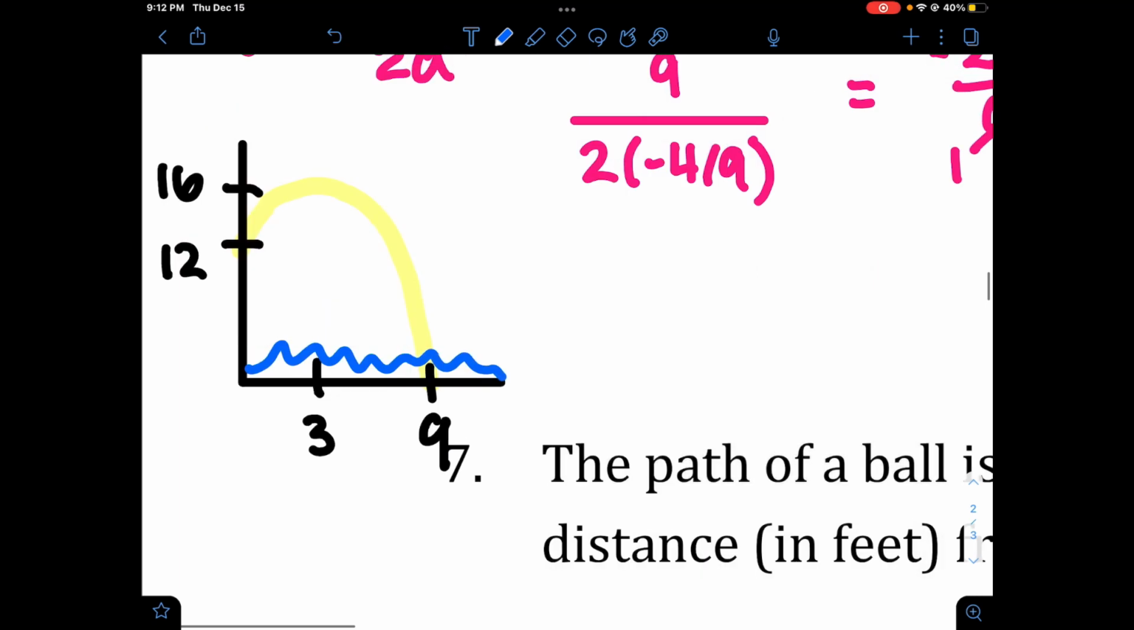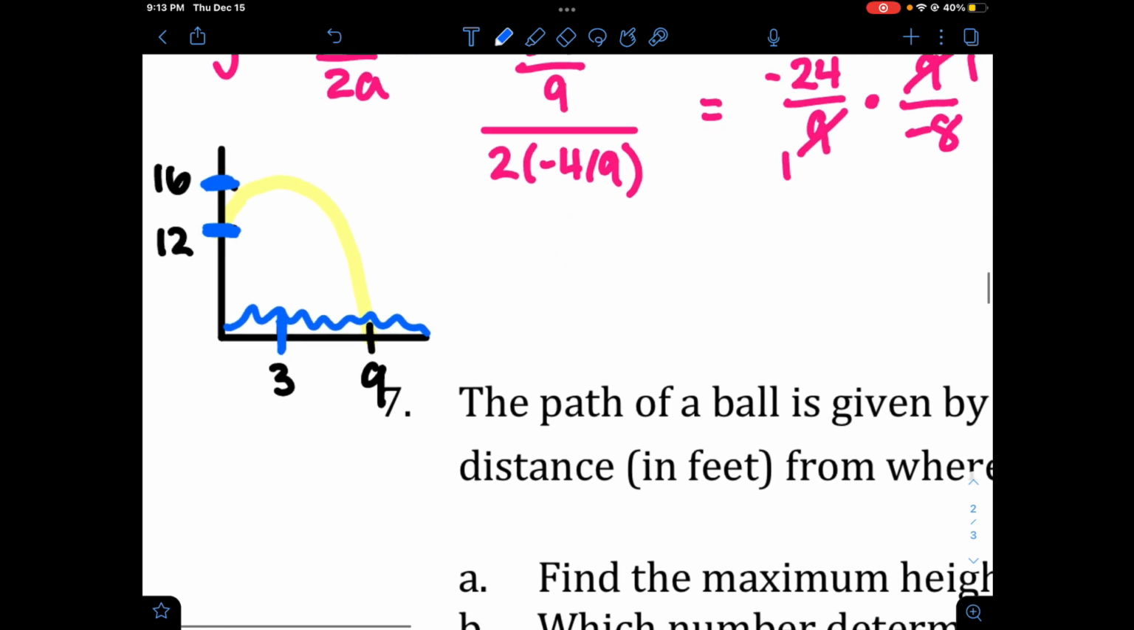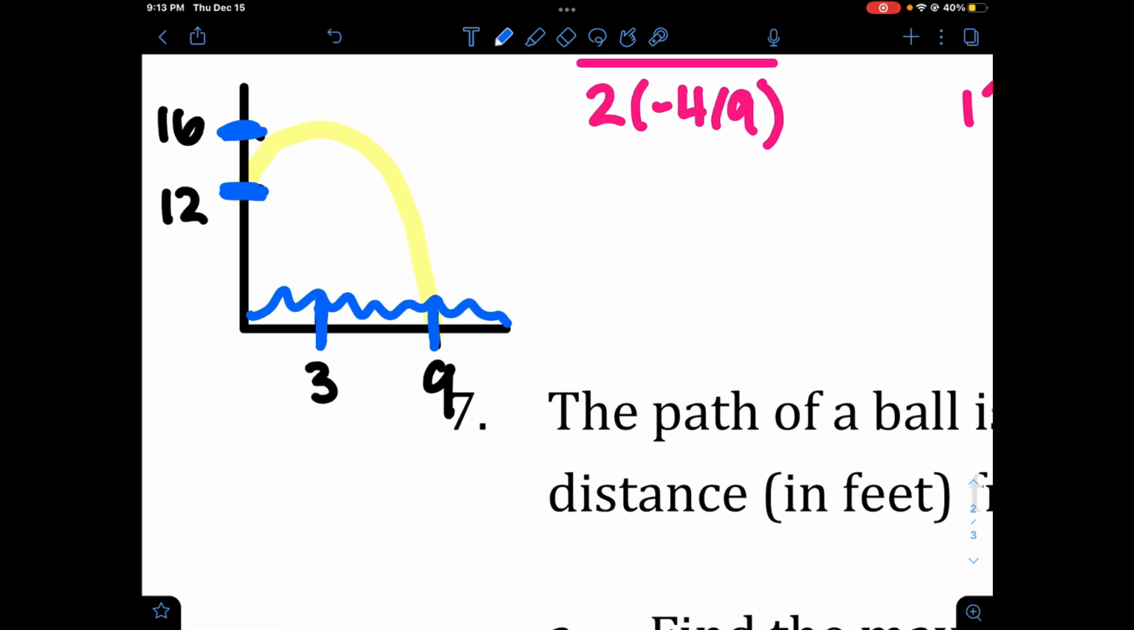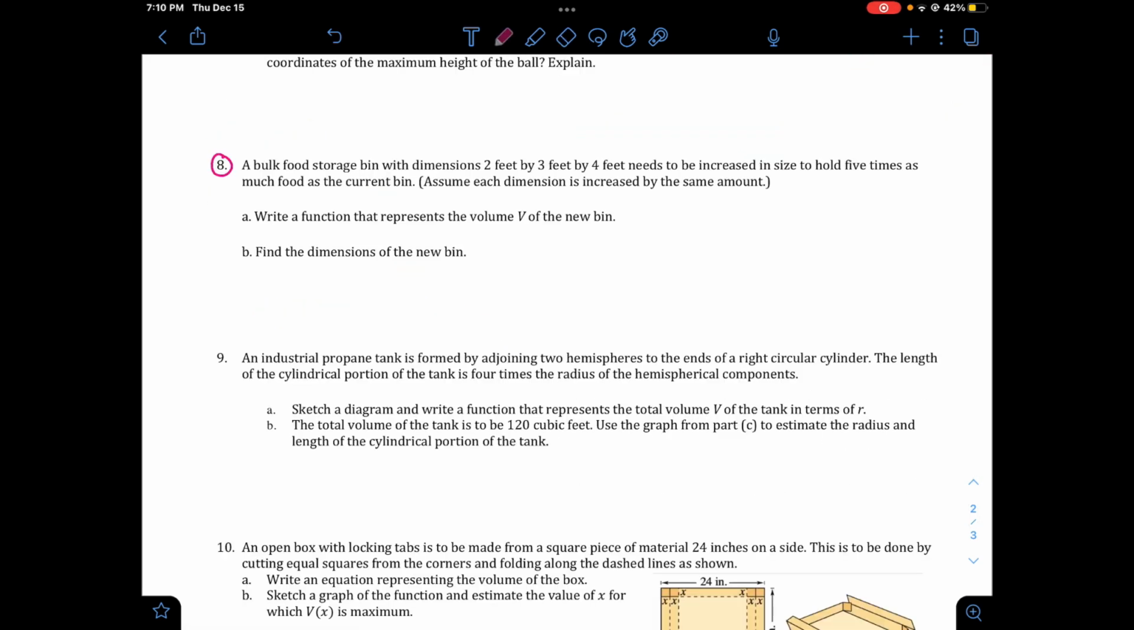So here is a graph to help map everything out. Right here is the max height. Here's where the diving board is. Here is the 3, which is the vertex, and then the 9 is where he lands.